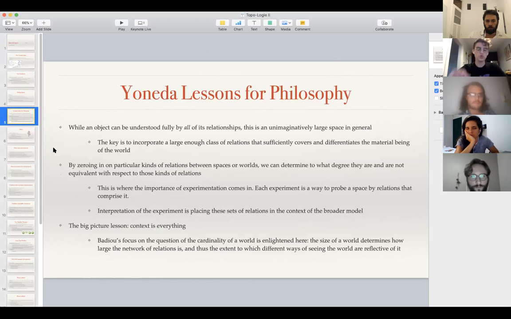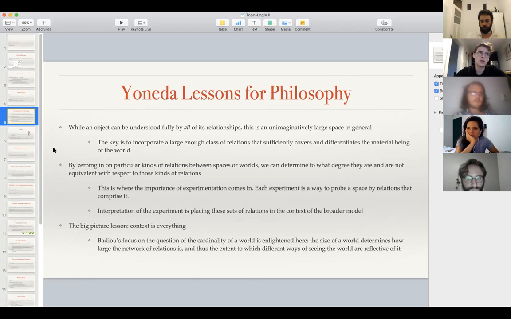Okay, so I have a few lessons for philosophy, and for what we're doing, like why all this Ioannidis stuff matters before I get to the meat. So the idea, as I said a million times, is that we can understand an object fully if we understand all of its relationships. But of course, this is a very large space. It's in general very hard to know if we are even representing all of the relations that we care about to represent the object of study enough.